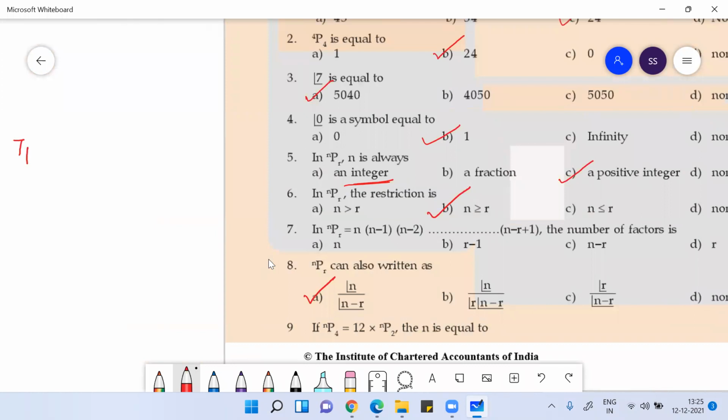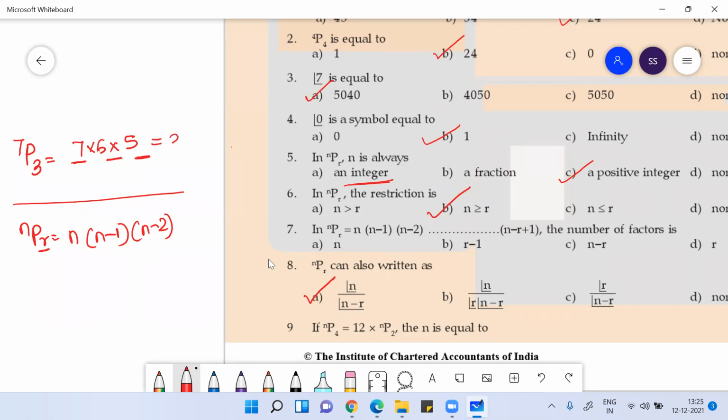Whenever I'm writing nPr, you have to write n, then n minus 1, then n minus 2, then n minus 3, till how many places? Till r places. That is the way we do it. If I'm telling 7P3, you may draw 3 lines. So 7, then 6, then 5. So your answer will be 210.